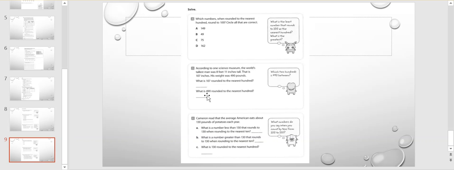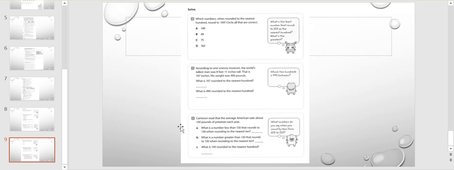You decide. What is 490 rounded to the nearest hundred? Go to the hundreds place. Check next door. Are you going to stay at 400 or go up to 500? You decide. Last one. Number 6.